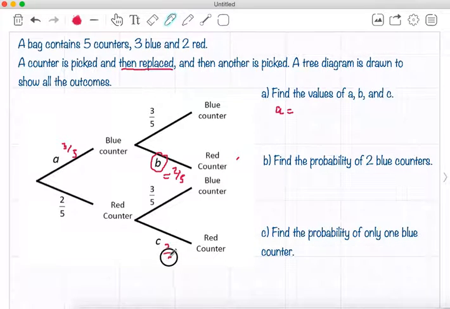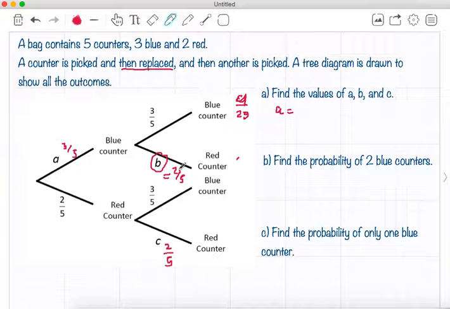Now before I go on and answer these probability questions here, one of the key things to do with a tree diagram is to actually fill in the end points here. Now this is 2 blue counters. So to get here, I picked a blue and another blue, which means I'm going to multiply these 2 probabilities together. The and means multiply. So 3 over 5 times 3 over 5 gives me 9 over 25. Now I can't simplify this anyway, but if I could, I wouldn't. I would leave it as it is.